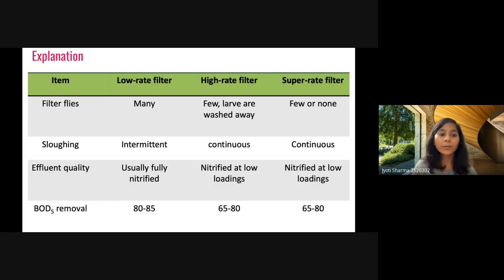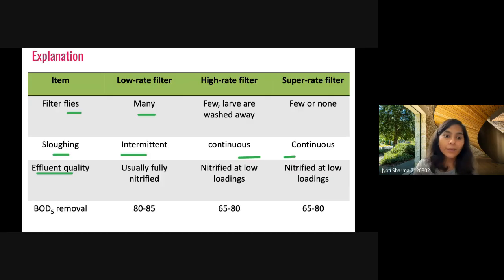Okay, so if we are talking about the flies that we can have in the low rate filter, we can have a lot of flies. In high and super rate filters, we will have a few flies. Then, if we are talking about the sloughing process, it is intermittent in low rate, but it is continuous in high and super rate.